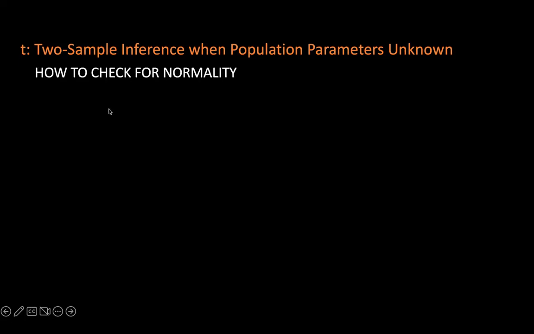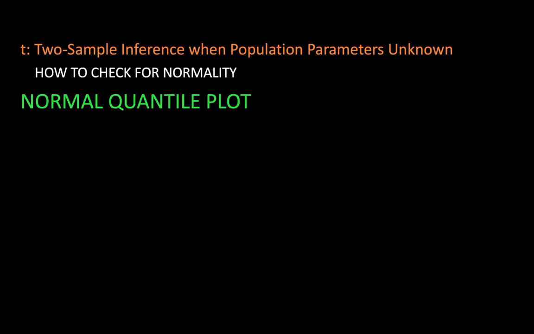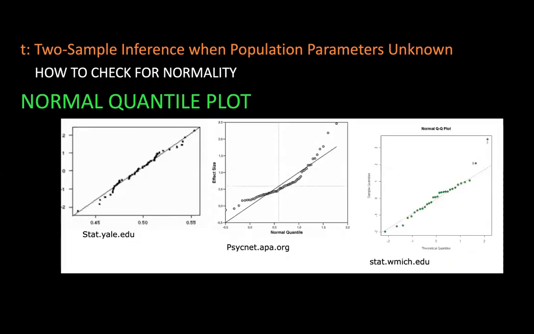How to check for normality? We can use a normal quantile plot, which appears like this. How closely do the points fit the line is our question. And the closer the points fit the line, the more normal our data is.